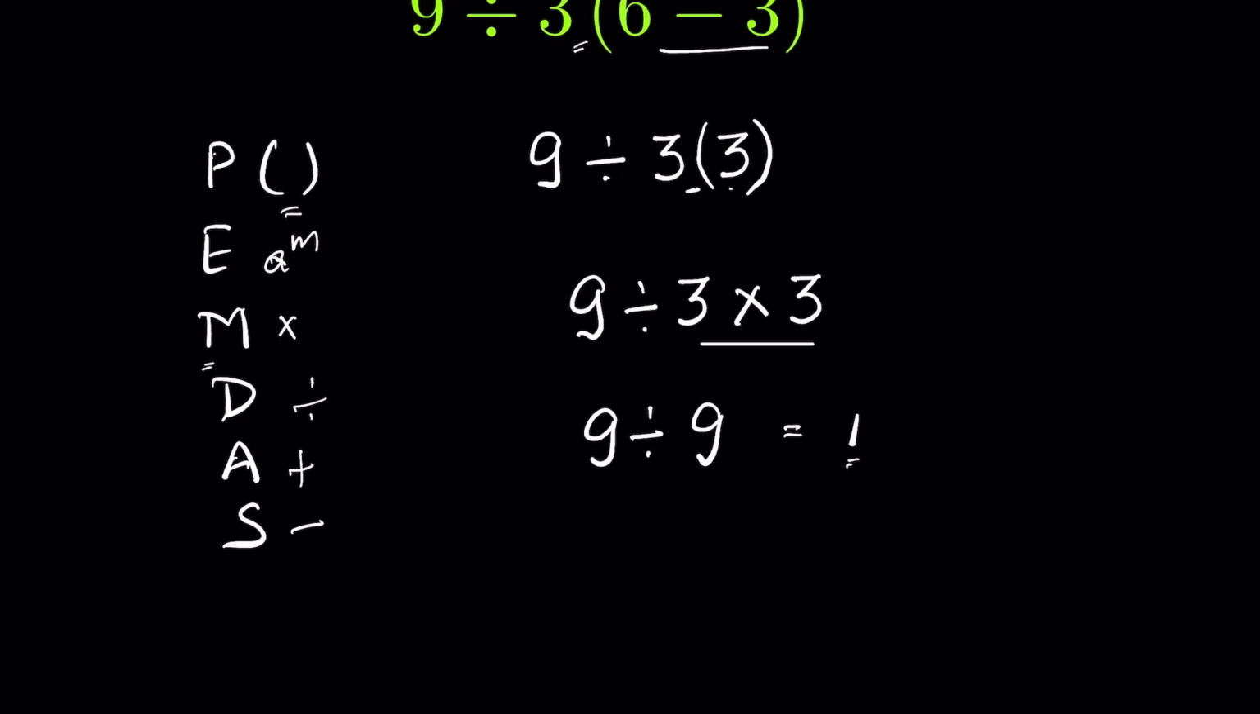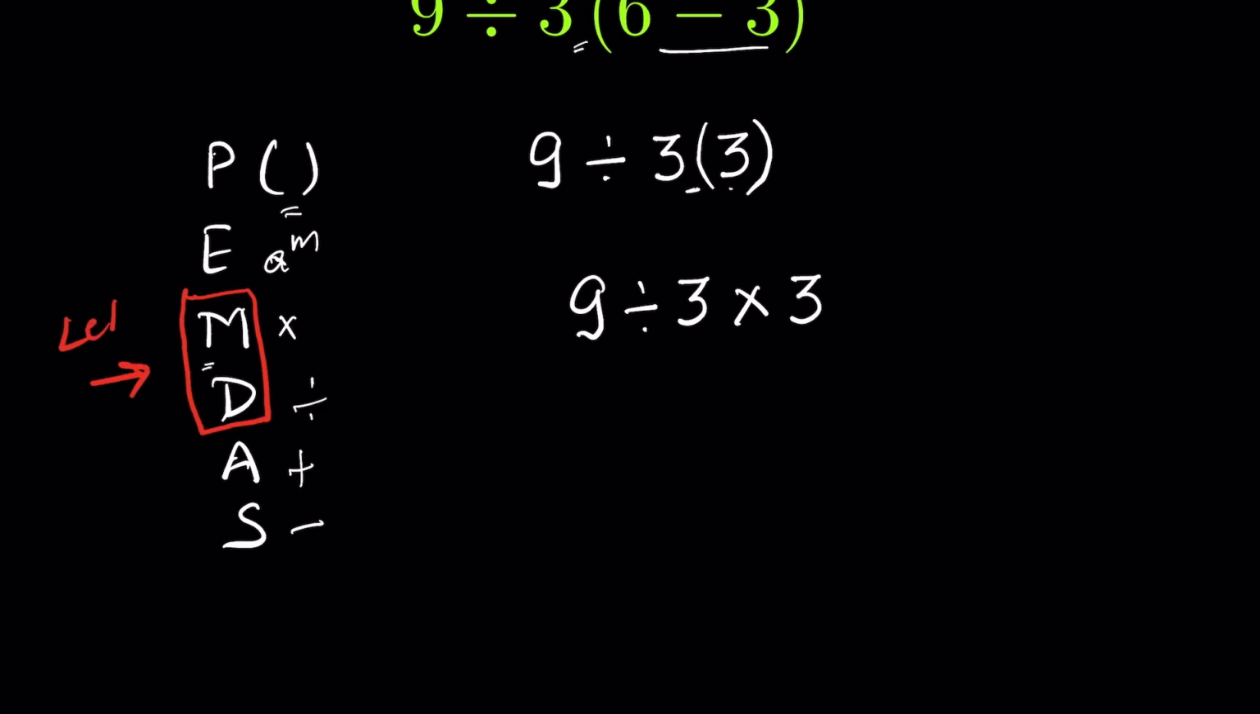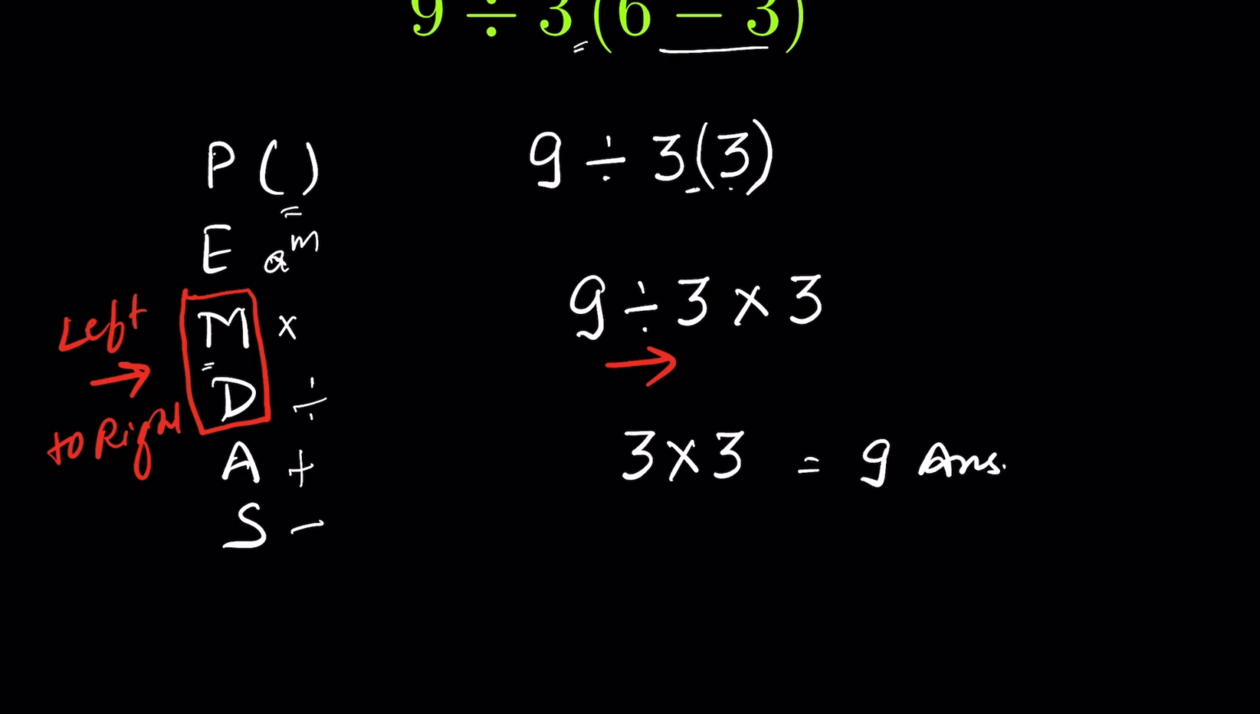But 1 is not the correct answer because we cannot do multiplication first here, because multiplication and division are grouped together, they have equal priority. We solve them from left to right, whichever comes first. Therefore, here from left to right we have division first, so we need to do this division first. 9 ÷ 3 is 3, then 3 times 3 is 9. So 9 is the correct answer.